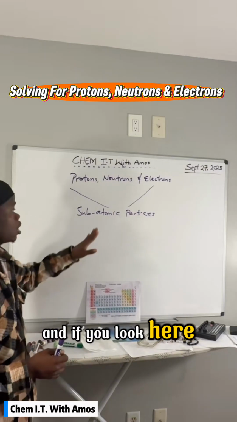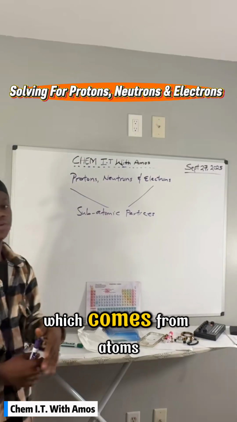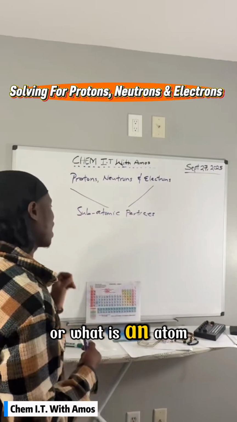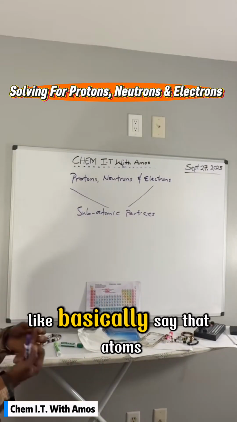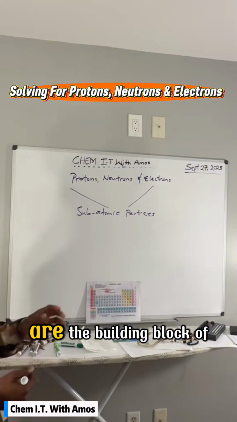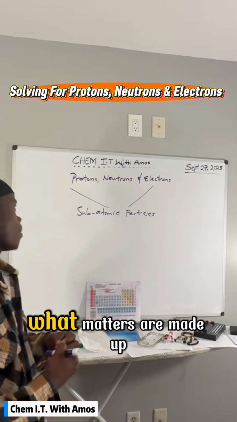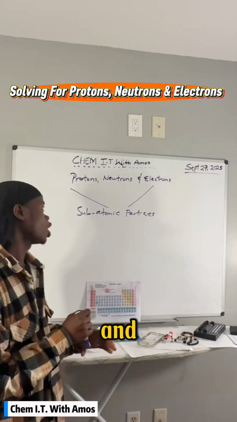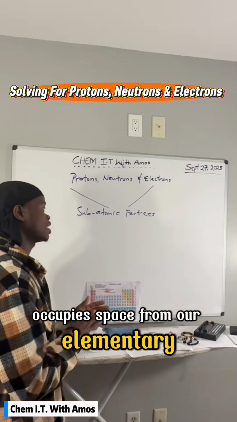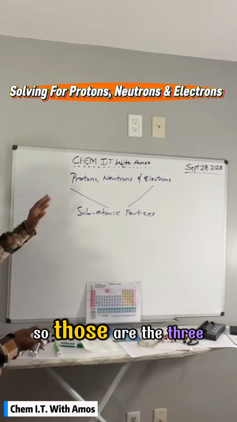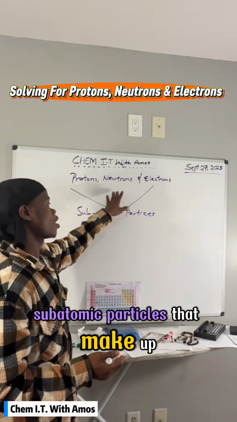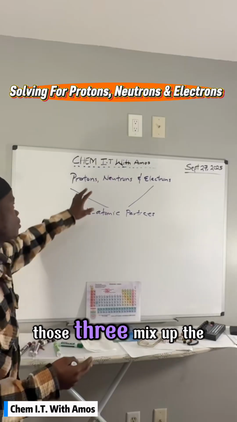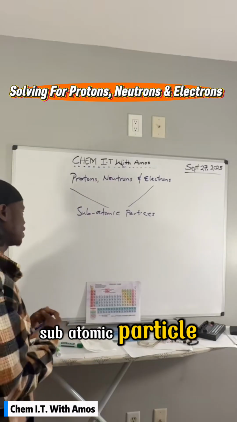And if you look here, you have this word atomic, which comes from atoms. So if you are asked by someone what an atom is, you can say that atoms are the building blocks of matter, what matter is made up of. And we know that matter is anything that has weight and occupies space, from our elementary definition, right? So those are the three subatomic particles: the proton, neutrons, and the electron.